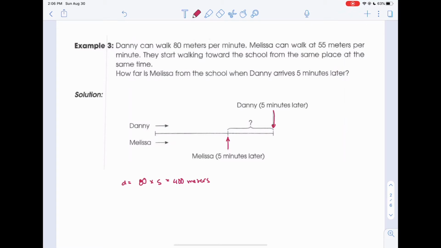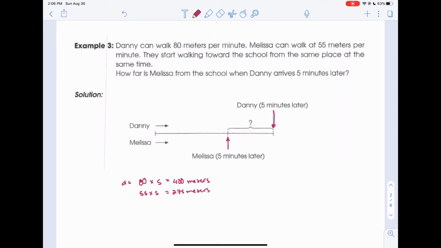Now we're going to look at how far Melissa has walked in the same time. So Melissa had a speed of 55 meters per minute, and she's also been walking for the same amount of time, 5 minutes. So we know Melissa has walked 275 meters, because if for every minute she walks 55 meters, then in 5 minutes, 55 times 5, she will have walked 275 meters.